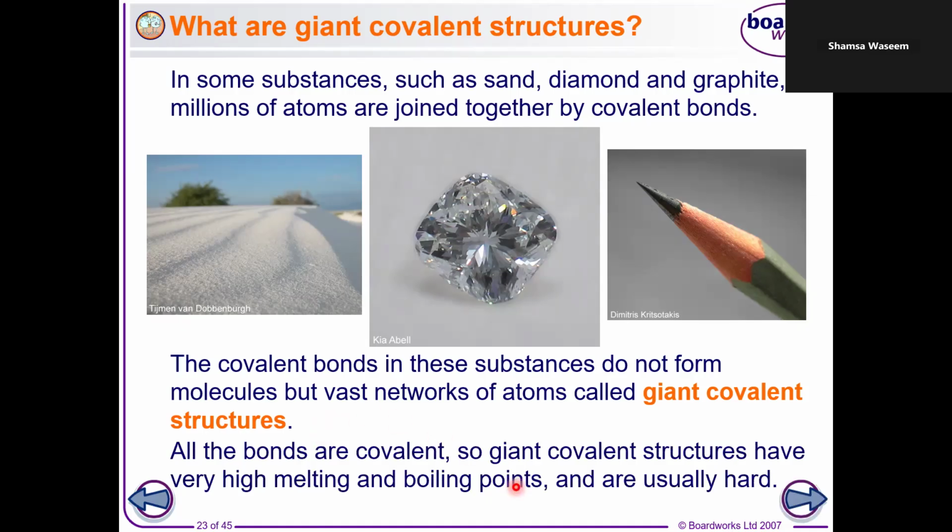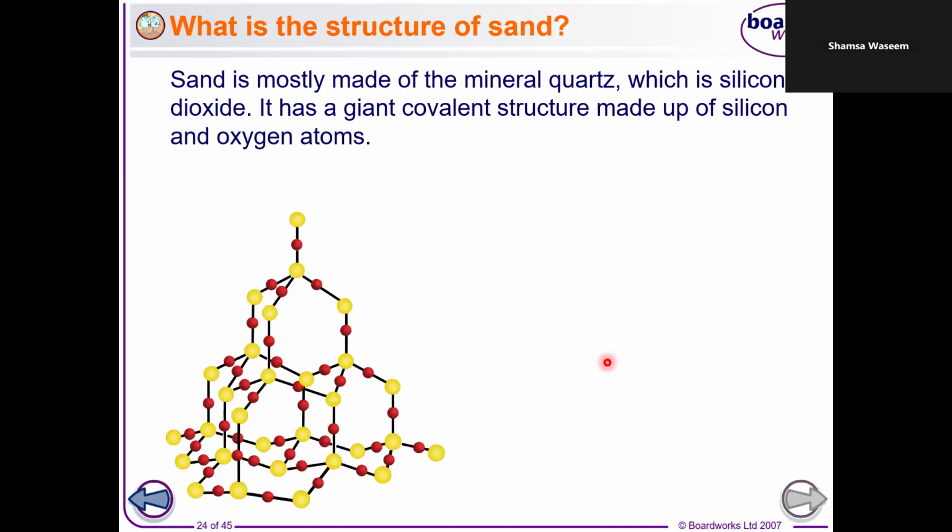We could even predict the physical properties of giant covalent structures, as all the bonds are covalent and there are so many covalent bonds, right? So giant covalent structures have high melting and boiling points, and they're usually hard. And what is the reason why they have high melting and boiling points? Because they have many covalent bonds, so more energy is required to break the bonds. That's going to be the marking point, right? We do not have to say that they have strong forces or weak forces. They have many covalent bonds.